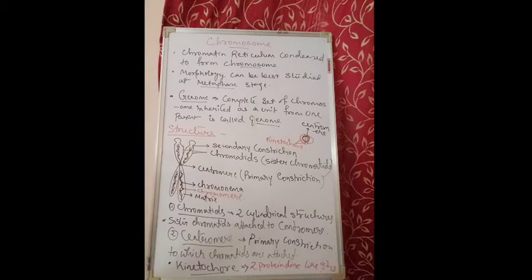Okay, on the right side you can see the centromere. It consists of a half disc shaped structure, which is known as the kinetochore. These are proteinaceous in nature, and the kinetochore helps during cell division, in the attachment of spindle fibers.